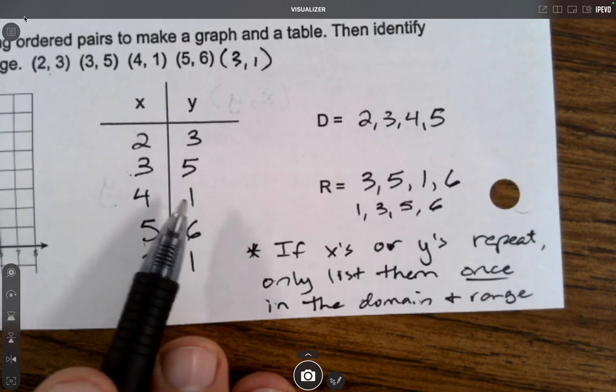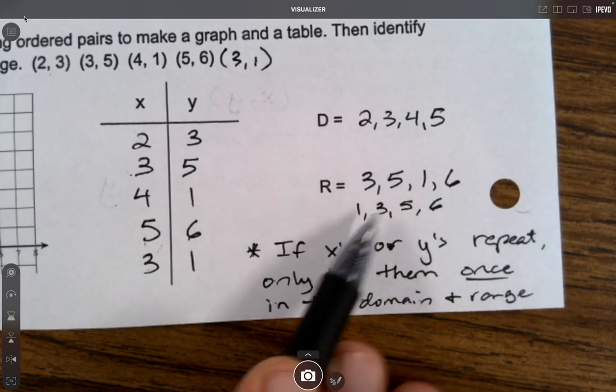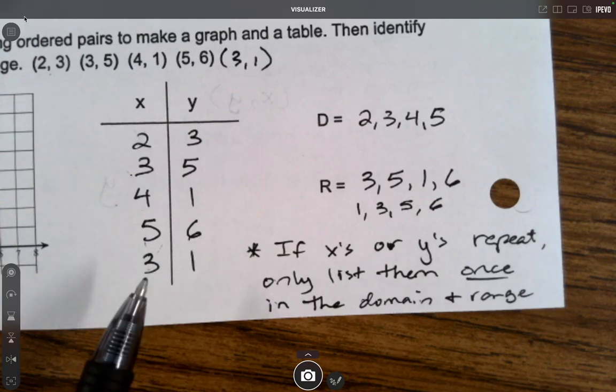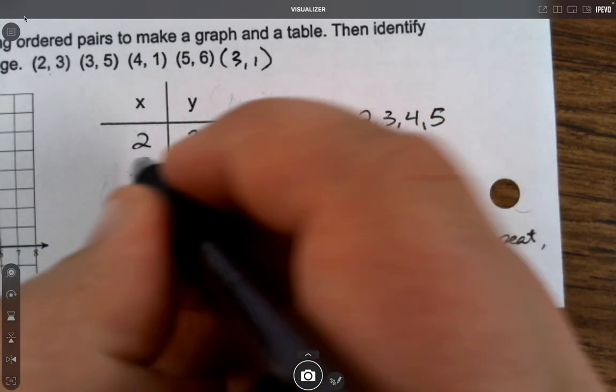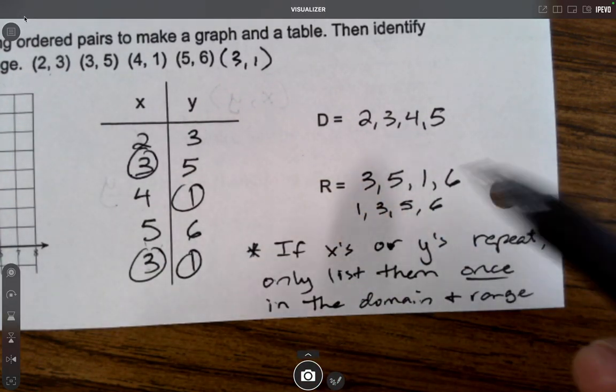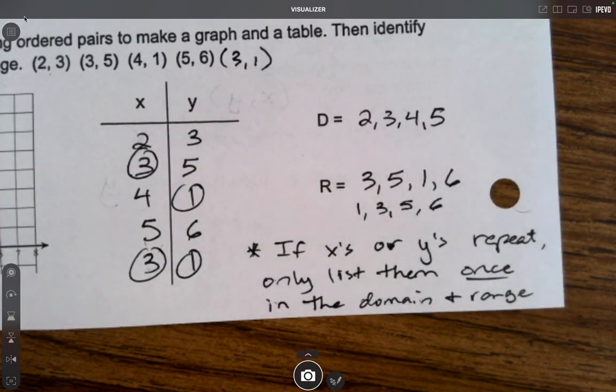Same here with the y's. I've already listed 1 as a piece of the range, so I don't need to list it again just because 1 shows up again. So if you see repeats in the x's or in the y's, do not write those numbers twice in the domain and range.